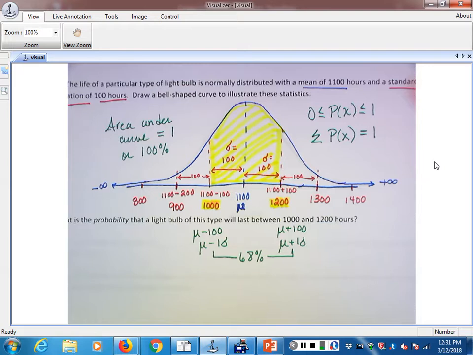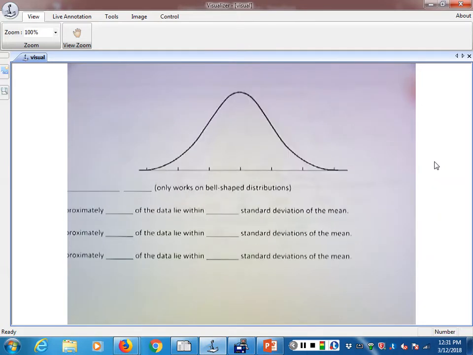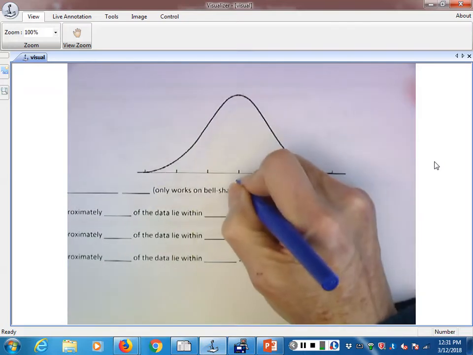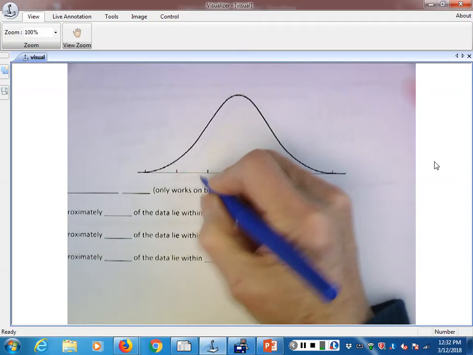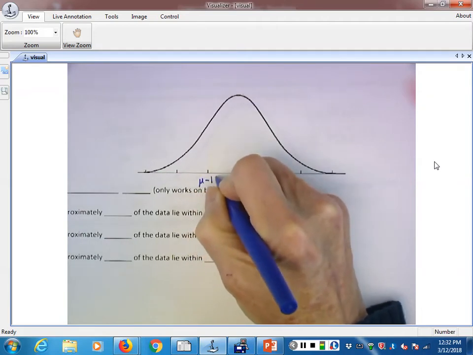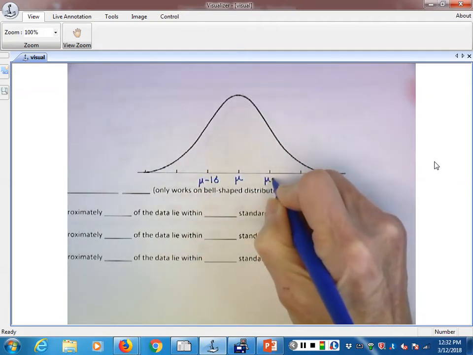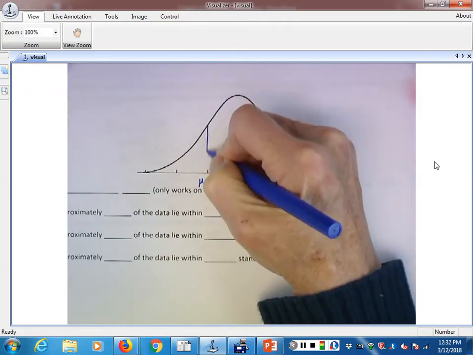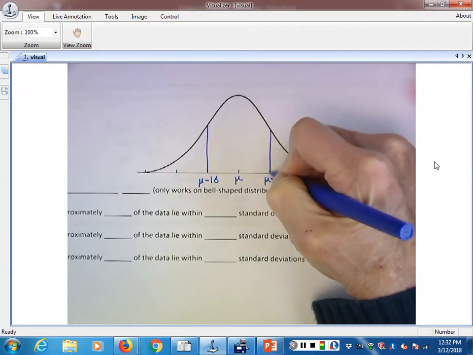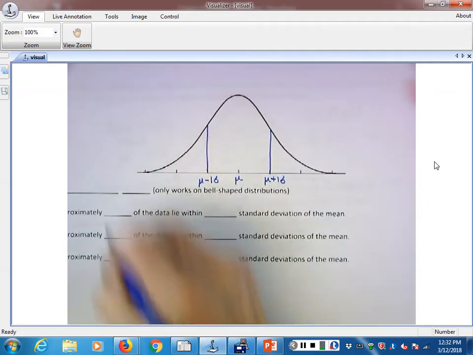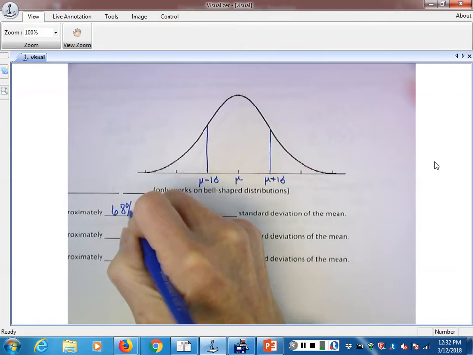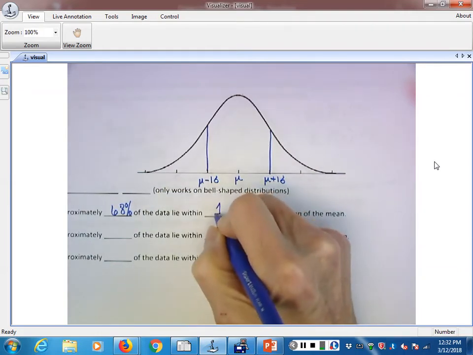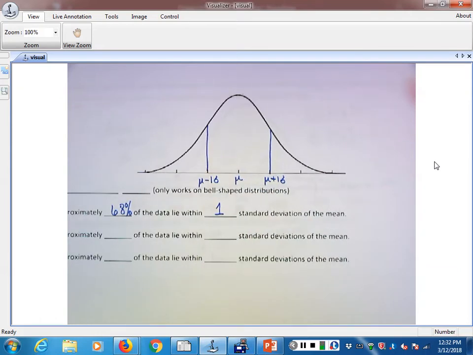Pull this back up here. The empirical rule says, since this is the mean, and this is the mean minus one standard deviation, and this is the mean plus one standard deviation, the probability that an X will be between those two blue lines is 68%. Okay? That's within one standard deviation of the mean.